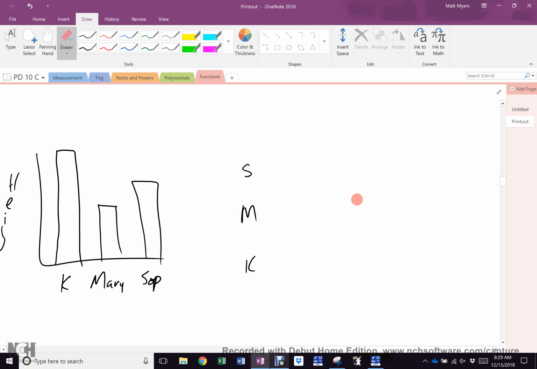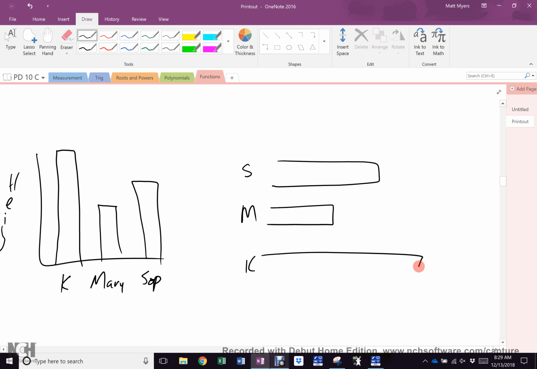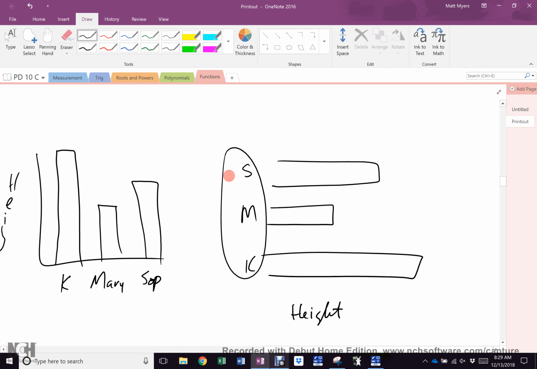Oops, Sophie is the middle one. Marianne is the short one. Catherine is the tall one. And height is here. That graph works, doesn't it? But this is still my independent variable, even though it's been put on the y-axis. Is everybody good? All right.